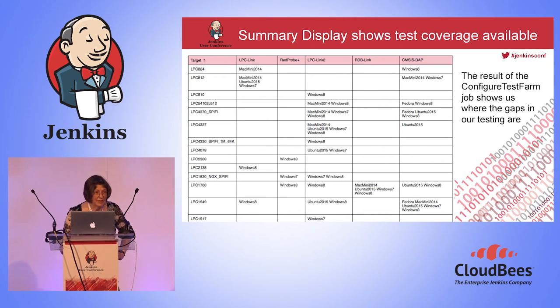I was interested in the Jenkins user interface talk yesterday. I don't know if anyone else was there, that they are going to be bringing in sortable columns and so on as part of the standard Jenkins. But in the meantime, the summary display plugin is extremely useful for this kind of thing.